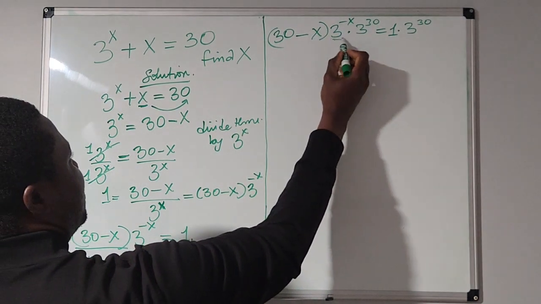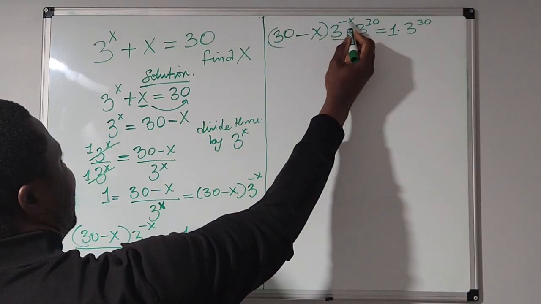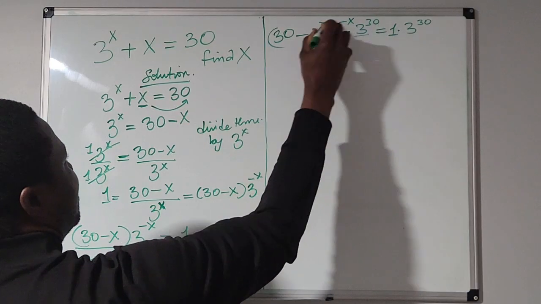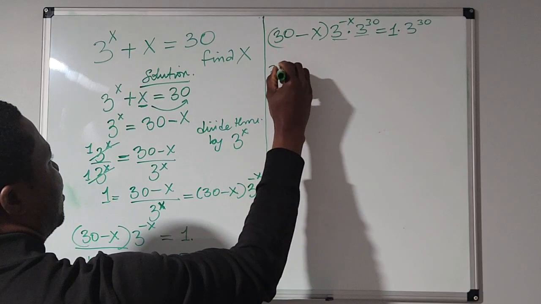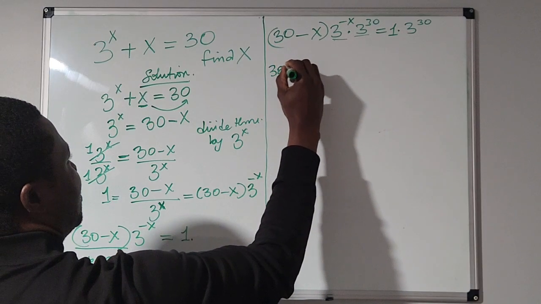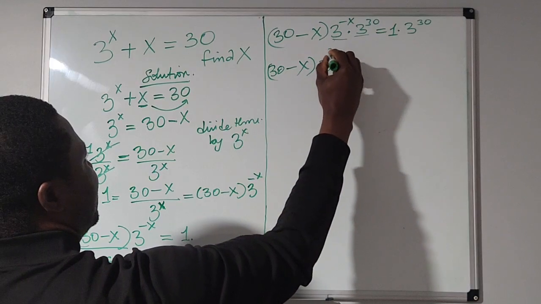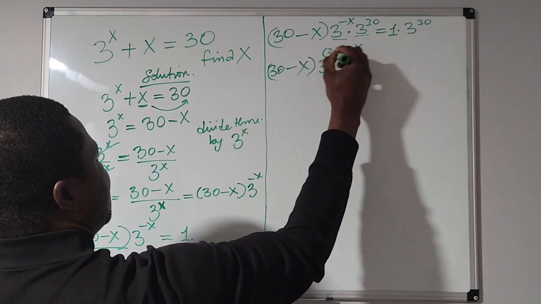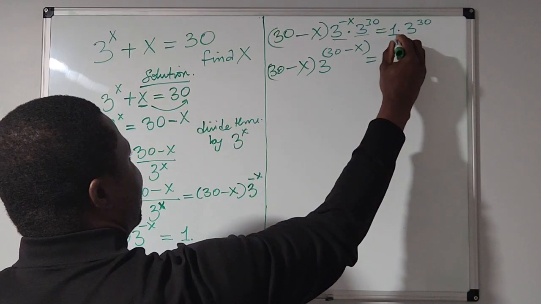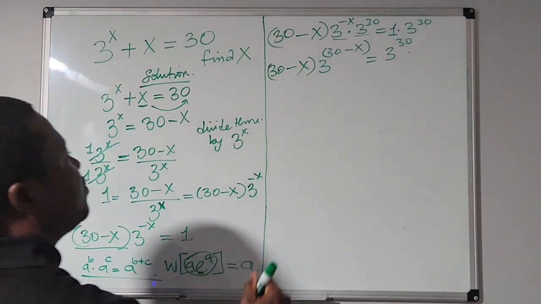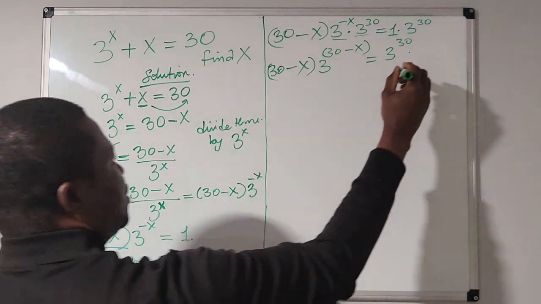Same base, and then they add up. And when they add up, it becomes minus x plus 30, or 30 minus x, which is exactly what we have here. So we have 30 minus x, 3 raised to power 30 minus x is equal to 1 times this, which is 3 raised to power 30. Okay, so this is our equation.